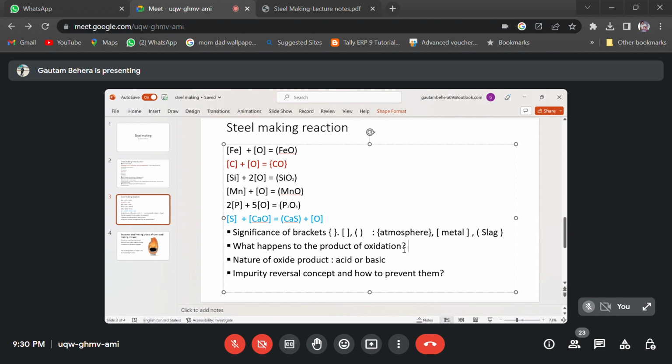This is during steel making. It goes to the slag phase. Very good. Except carbon monoxide, because carbon monoxide is a gas phase product, it will go to the atmosphere. But the other oxidation products, FeO, SiO2, MnO, P2O5, all will go to the slag phase. Very good.